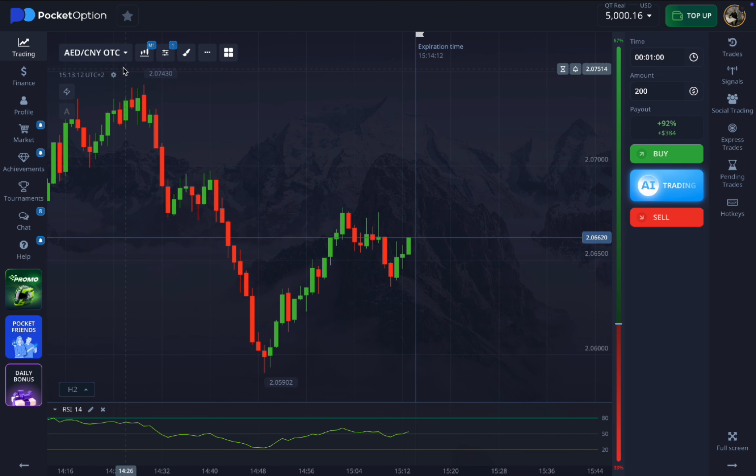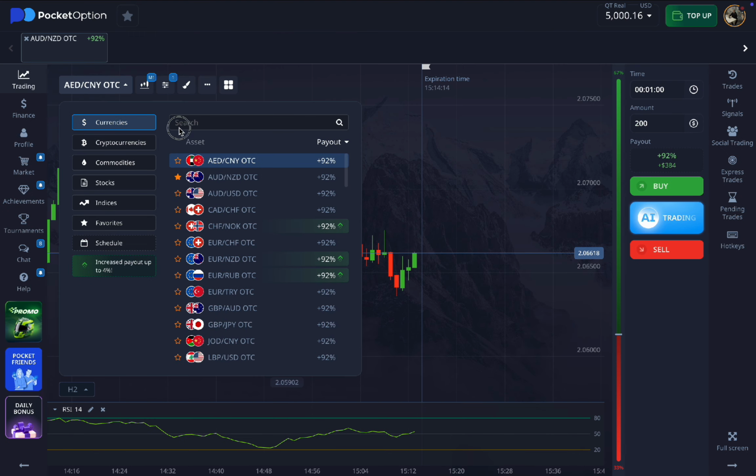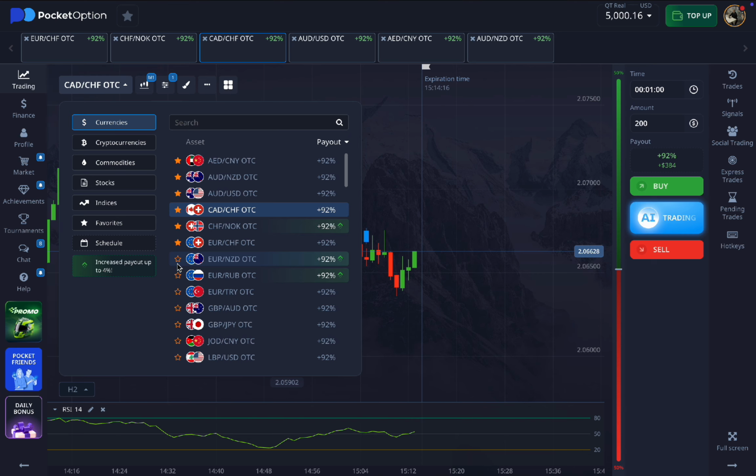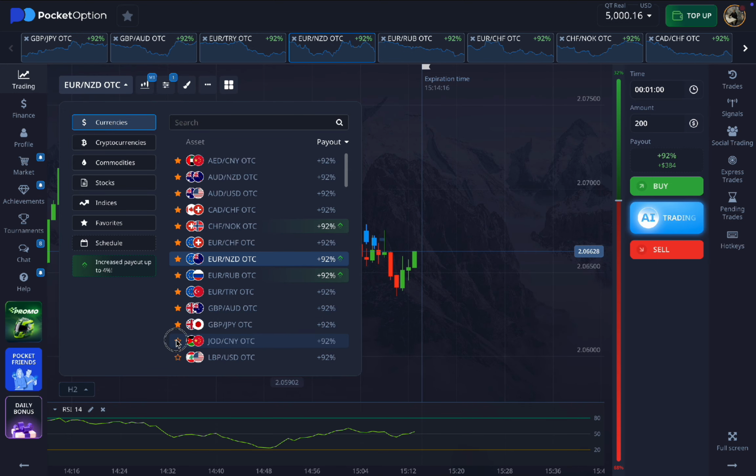Let's switch over to the OTC currency pairs. Let's add them to our favorite items now, so that we can quickly switch between different currency pairs. Let's look for a good moment to enter.